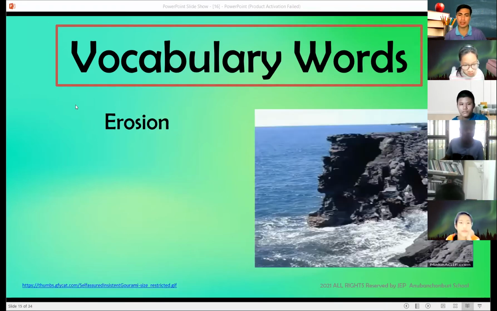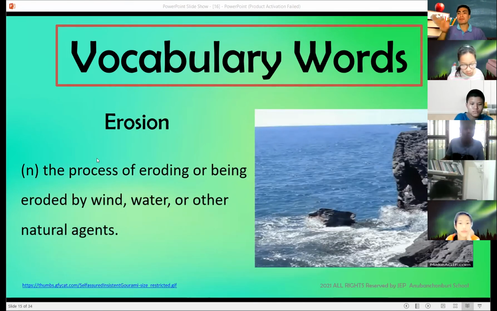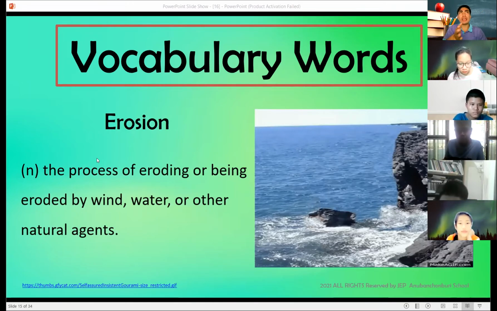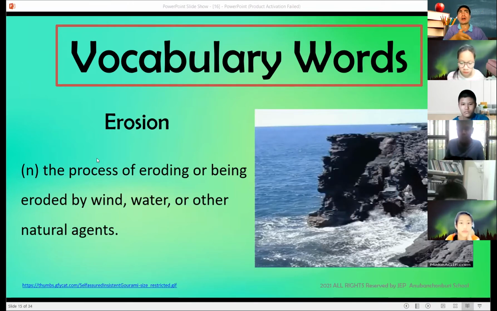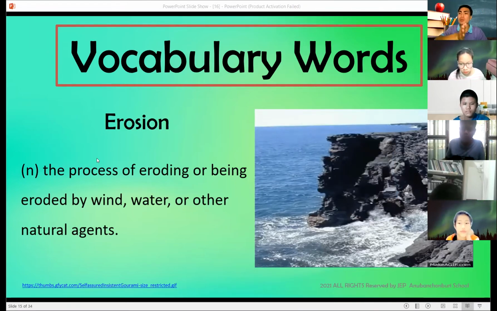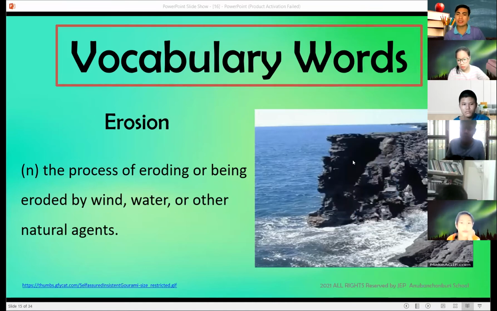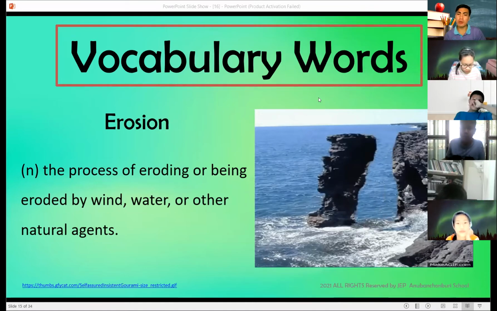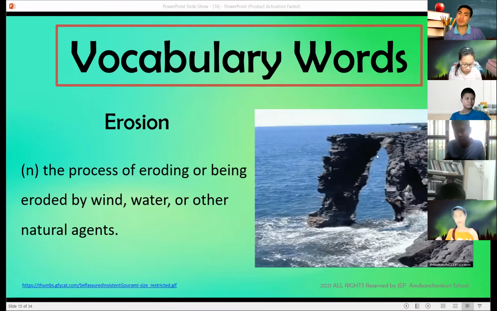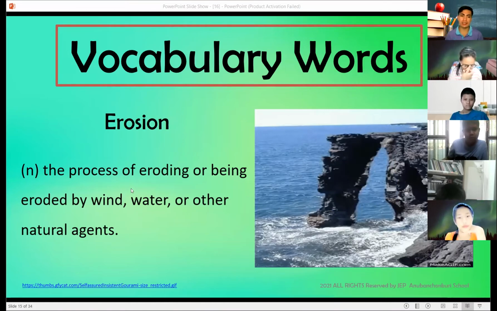Okay, that is weathering. And erosion involves location, because a certain type of rock will be eroded or it will move to another place. Like this, the rock here was moved to another place because of the ocean, because of the wind, and because of other natural agents.